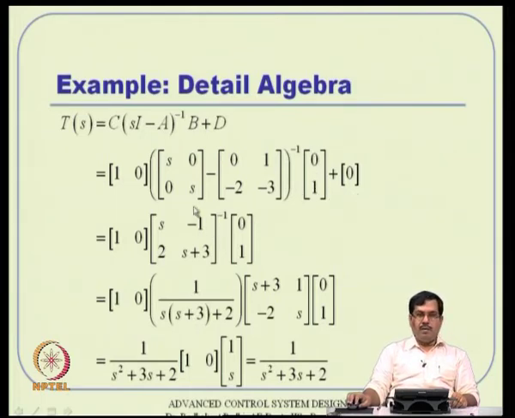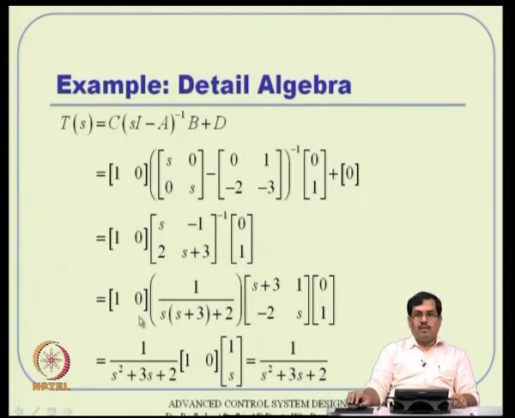If you simplify these two subtractions first, it will turn out to be s here and 0 minus 1, so it is minus 1 here, 0 minus of minus 2, that means plus 2 here, and s minus of minus 3, that means s plus 3 here. So you have C, you have sI minus A, and I still have to take the inverse of that, then multiply with B, and D is 0 anyway.